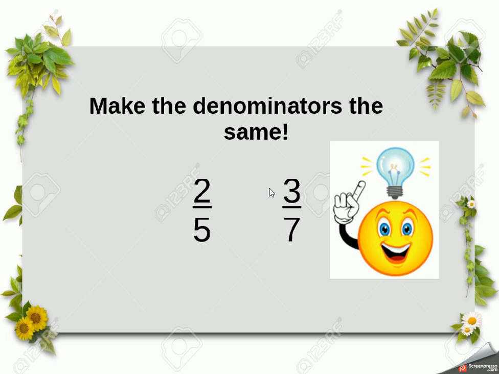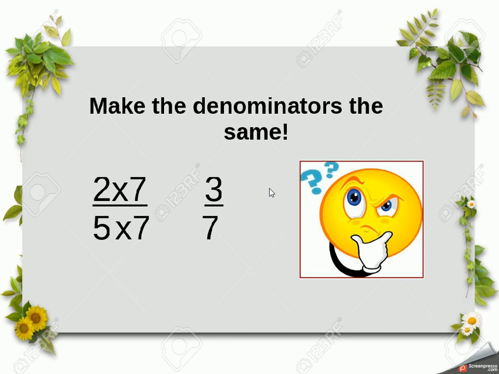The way to do this and to be able to compare them is to make the denominators the same. So how do we go about doing that? Well, the answer is look at the denominator of the second fraction and multiply the top and the bottom of the first fraction by that number.